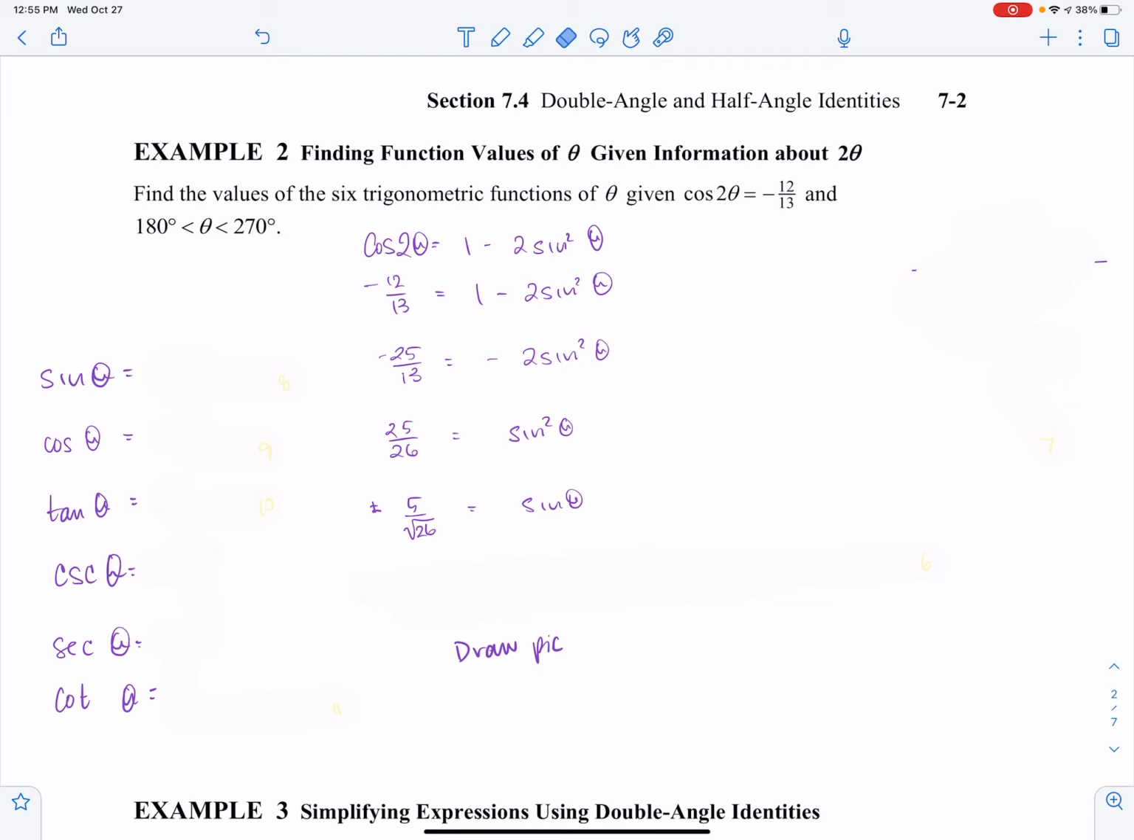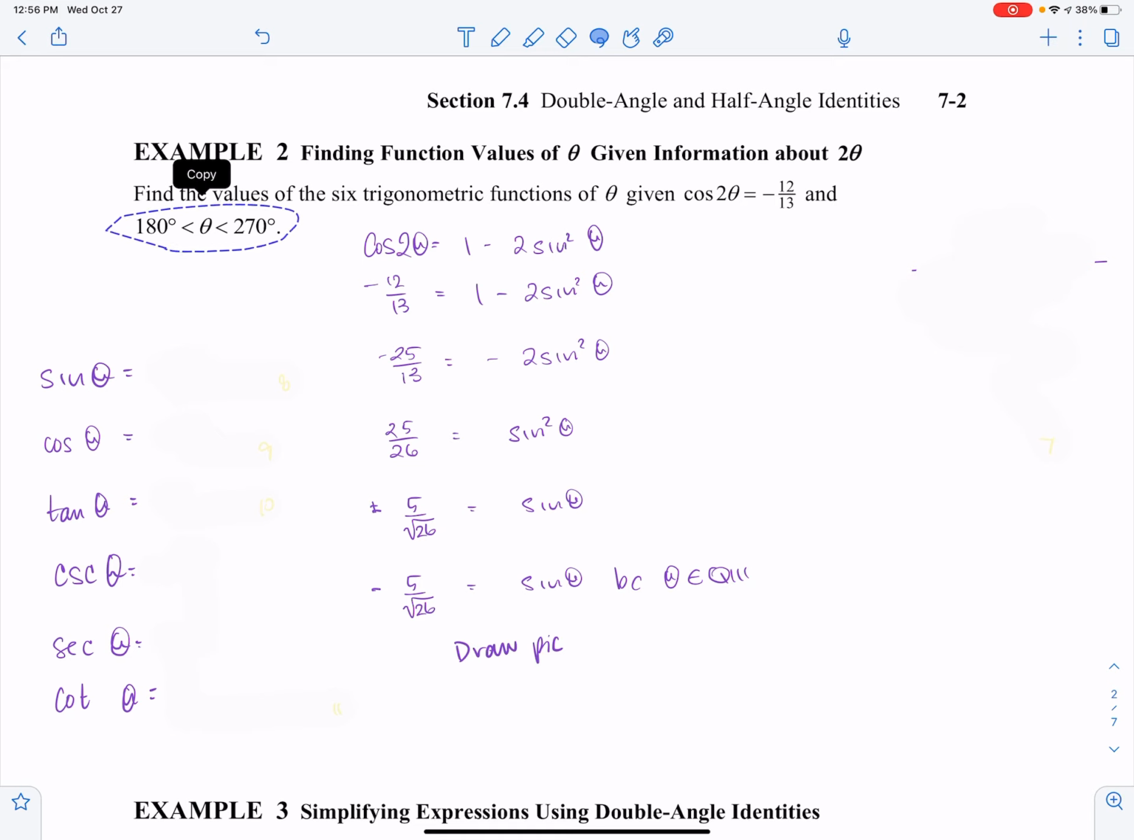Okay. Now, the next thing is why do we choose only the negative value? Because remember that we were told that theta is in the third quadrant, and sine values in the third quadrant are negative. So I'm not going to keep the positive version because it doesn't match the restriction.